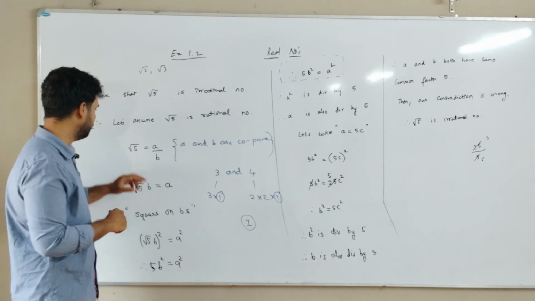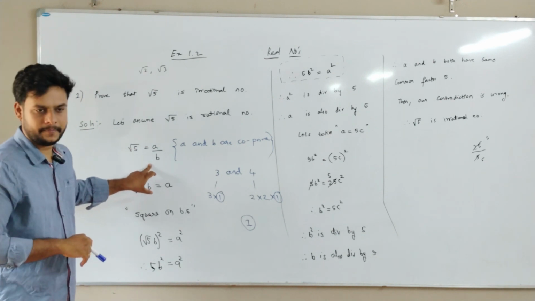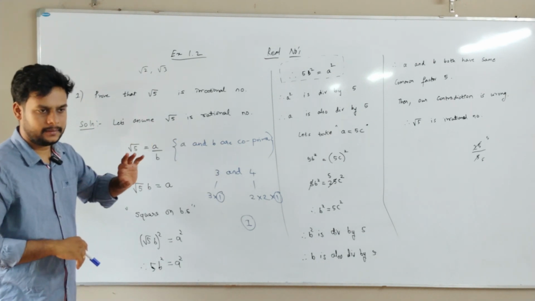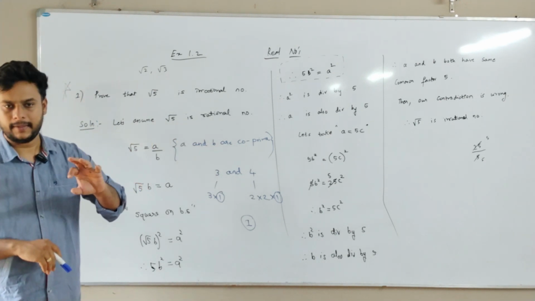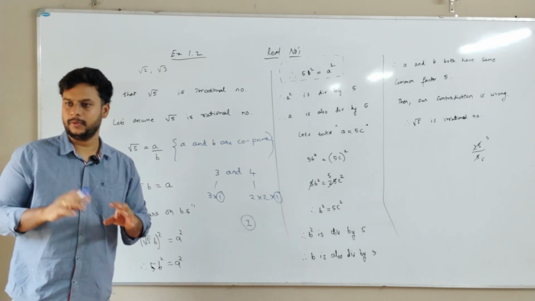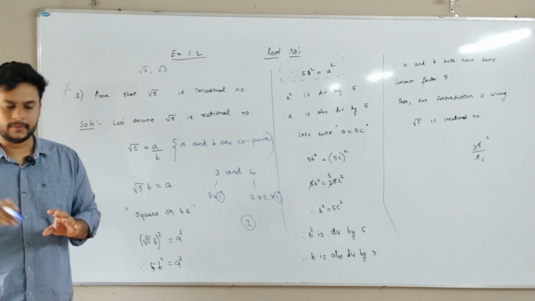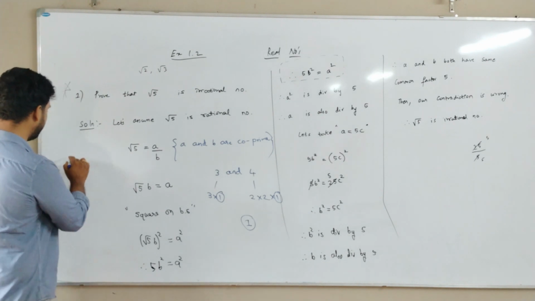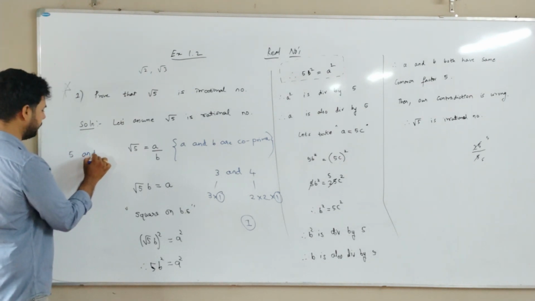Okay, once again I will tell you. Root 5 is equal to A by B, where A and B are co-prime. Co-prime means what? Their common factor will be 1. Two numbers will be there, and their factor will be 1. One more example I will give. If I take 5 and 7.